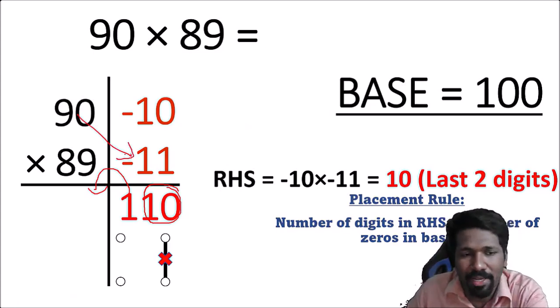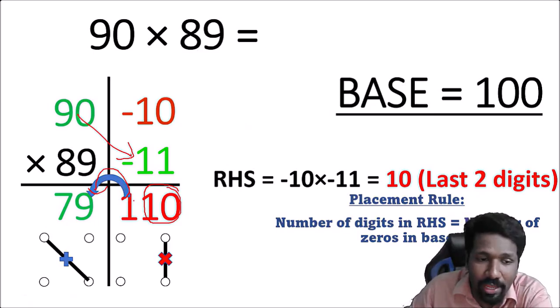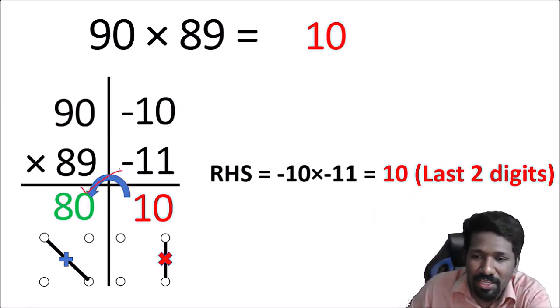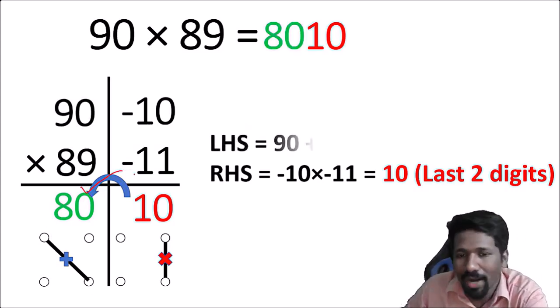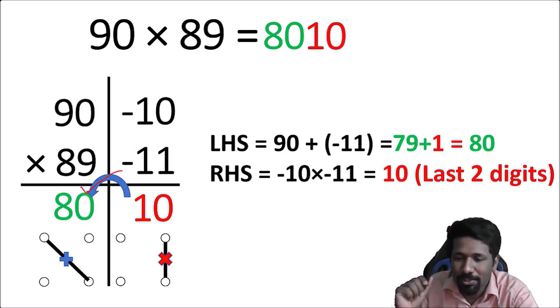90 minus 11 is 79. This 1 will be carried over to 79 to make it 80. So 8010 is the correct answer. Is it clear? A little tricky. We will see 2-3 examples so that this will be very clear.